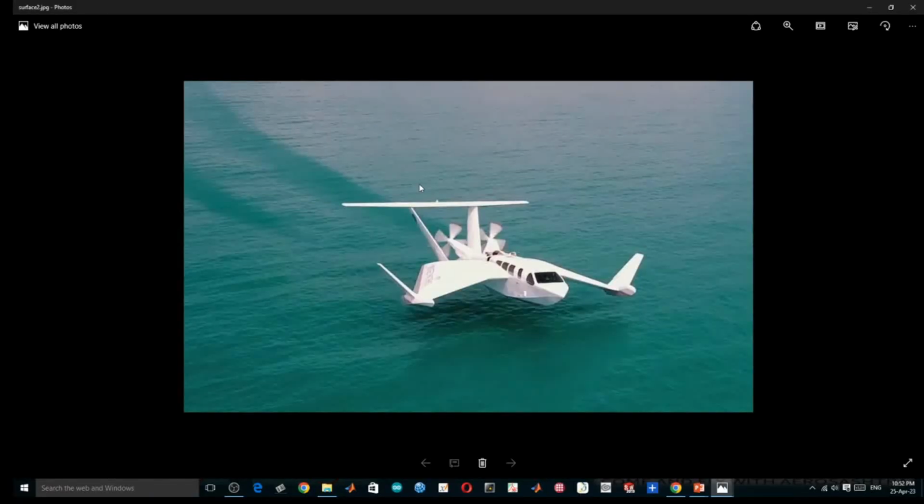Surface effect aircraft. These kinds of aircraft are very popular on the sea. Basically, you can see these kinds of wings are there. This kind of aircraft hovers just above the ground or just above the sea. Basically, it floats above the ground, above the sea, by the effect of cushioning of the air basically.